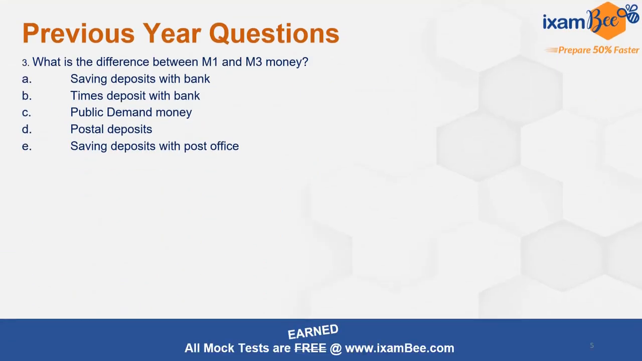This particular question talks about the difference between M1 and M3 money. We know that there are broadly 4 measures of money supply: M1, M2, M3 and M4, right? And then later on these aggregates were also revised by RBI, and new monetary aggregates were released, which were called NM1, NM2 and NM3, right?